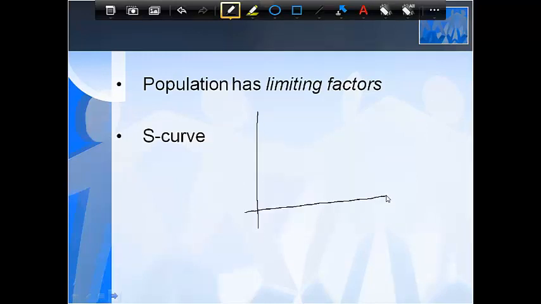So if this is your graph, you've got time down here, you've got number of organisms here. It starts out exponential, so it starts increasing really, really quickly, but then all of a sudden the deaths and the emigration catch up to the births and the immigration, so it levels out. It's kind of like a stretched out S. That's what the logistic growth pattern looks like.